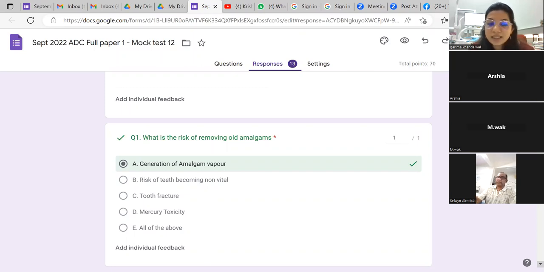So even though B, C, D, and E options are correct, they are not 100% correct for all the cases. But what is 100% correct for all the cases is generation of amalgam vapor. Hence, we go with the option of A and not with the option of E. I hope this is clear and understood. Correct? Any questions on this?